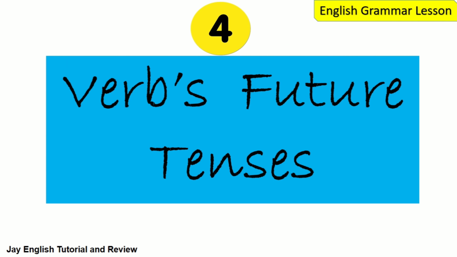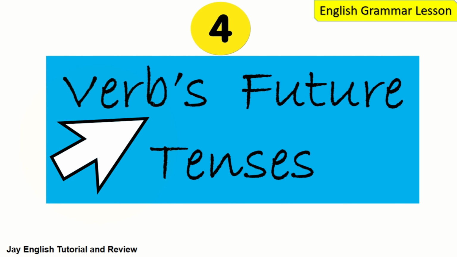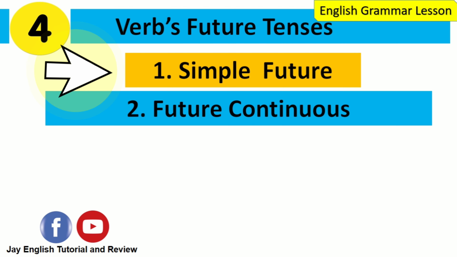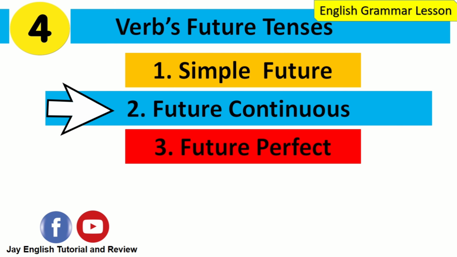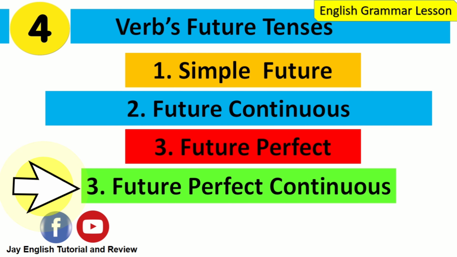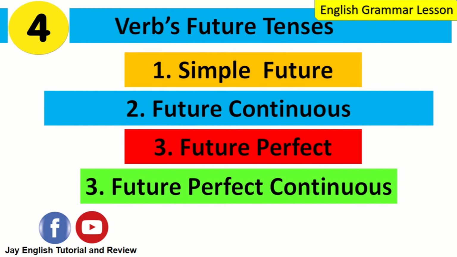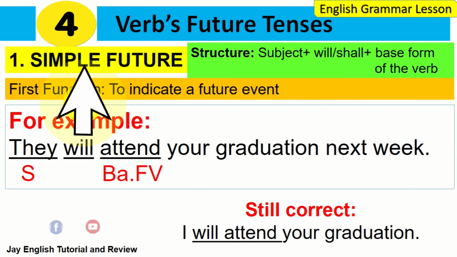Today, I am going to teach you the four verb future tenses. These are the simple future, future continuous, future perfect, and future perfect continuous. Let's begin with the simple future.